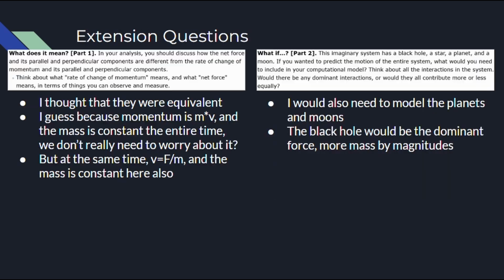And lastly, we have some extension questions. For the first one, because of the momentum principle, I thought that they were equivalent, but I guess not. I guess because the momentum is m times v, and the mass is constant the entire time, we don't have to worry about it. But at the same time, velocity equals force divided by mass. That's also in Newton's second law. And the mass is constant here, so I'm not really sure what the difference is. But if you figure it out, feel free to email me.